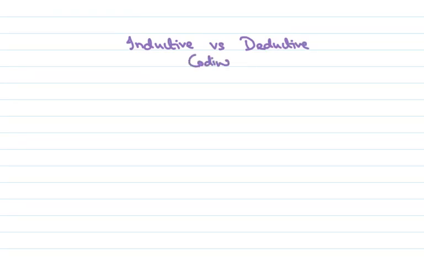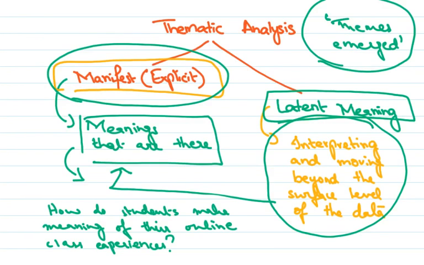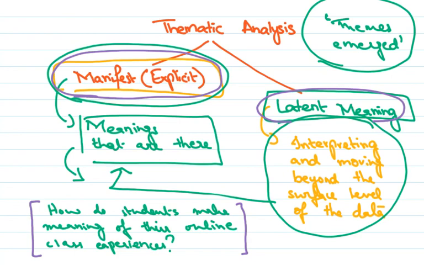But before we do that, let me just come back here and look at this. So how do students make meaning of their online class experiences? This requires you to go beyond the surface. The question in itself does not imply that, but if that is your approach, if you are approaching the data with a more suspicious style of interpretation, then you could be more interested in latent meanings rather than the manifest meanings. I hope that makes sense.